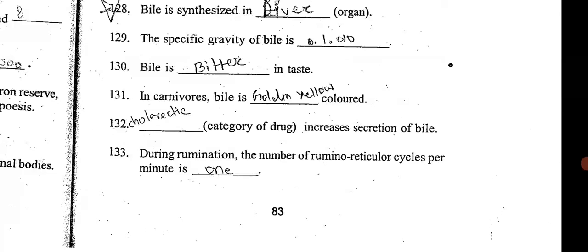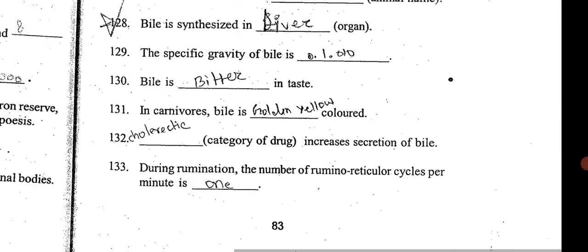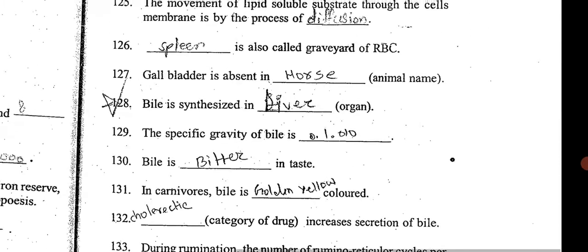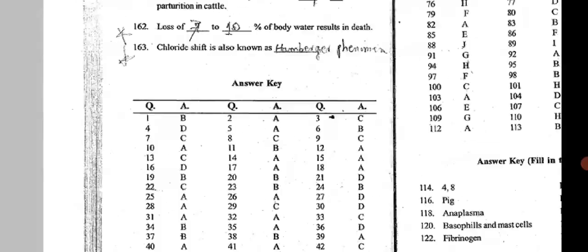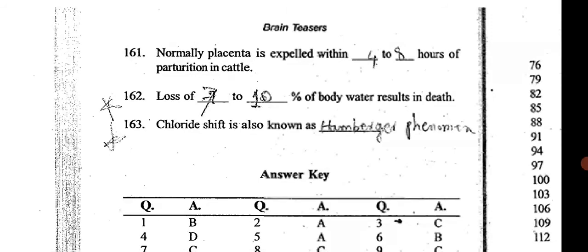Choleretics increase bile secretion. Bile color is golden yellow, and bile is bitter in taste. Normally the placenta is expelled within 4 to 8 hours of parturition. In cattle, loss of 7 to 10% of body weight results in death.